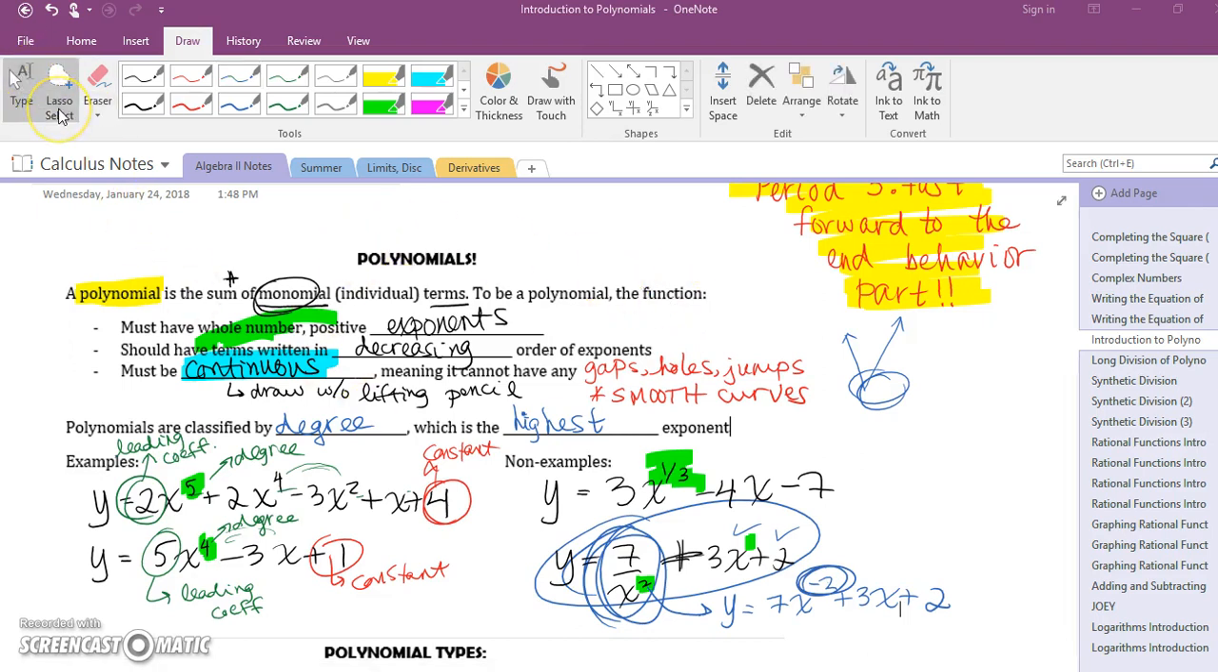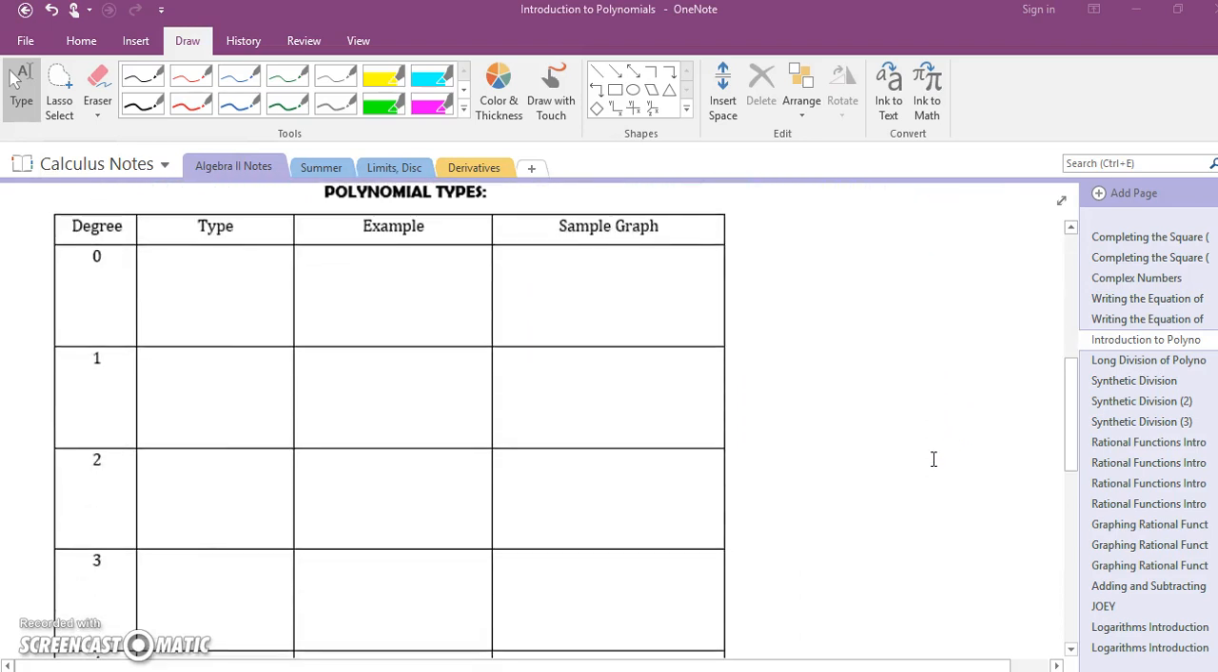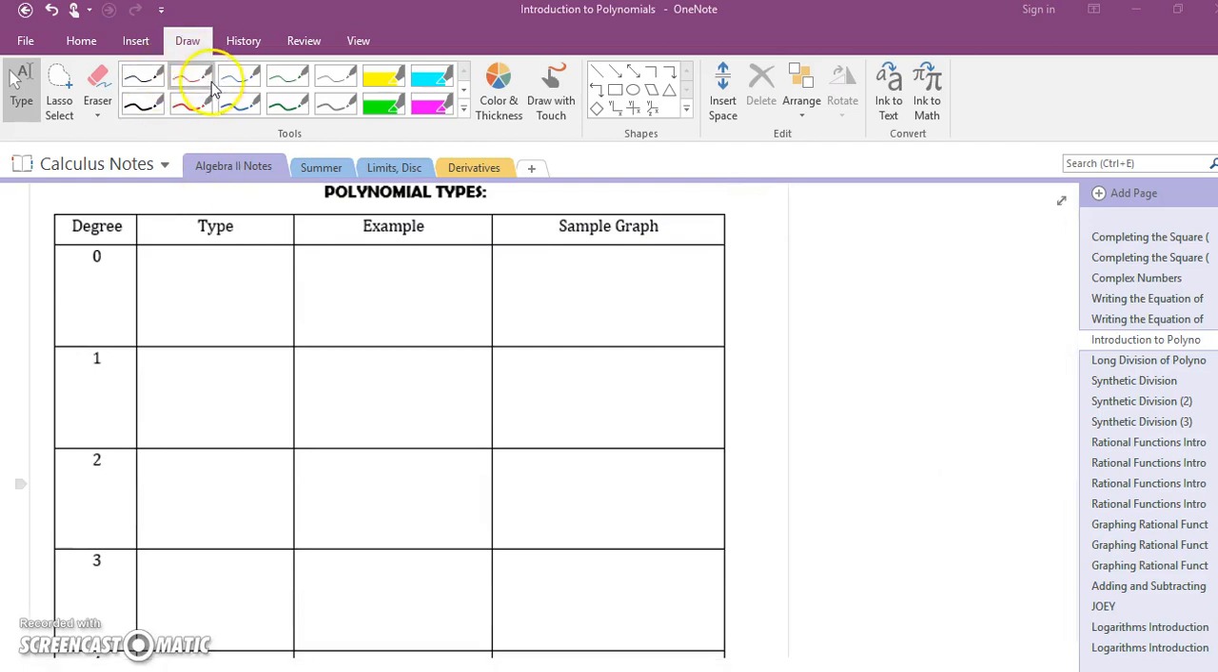Okay, so let's keep moving here. Let's talk about polynomial types. So this chart's just going through the degrees, and you need to know all the different names here. You know pretty much all of them except the last 2.